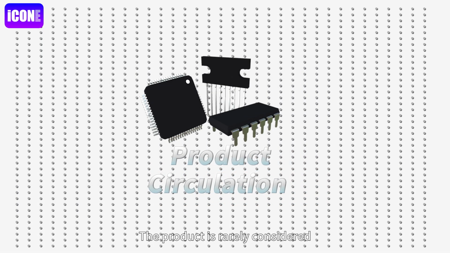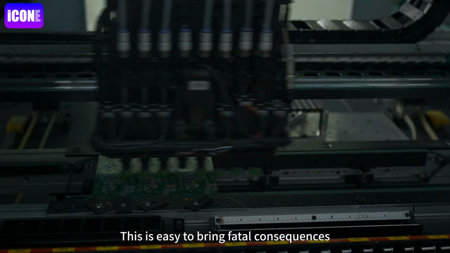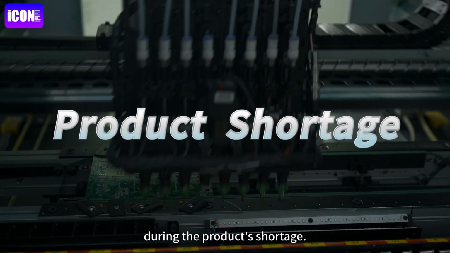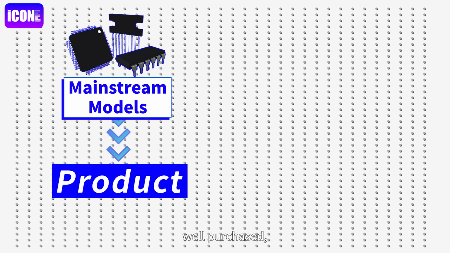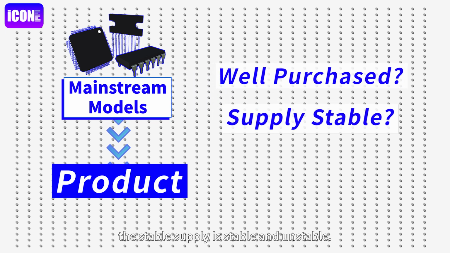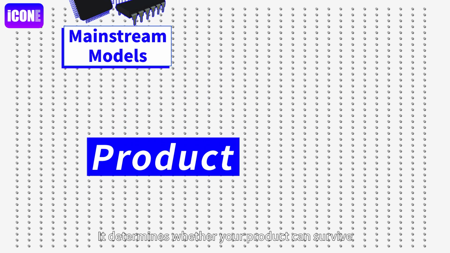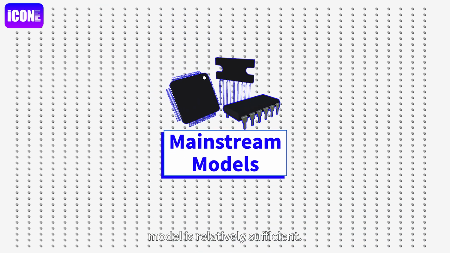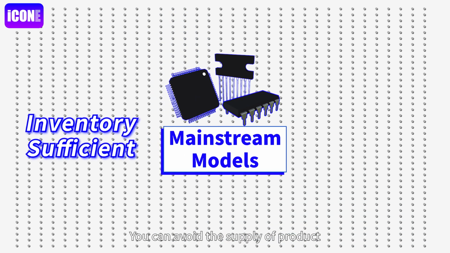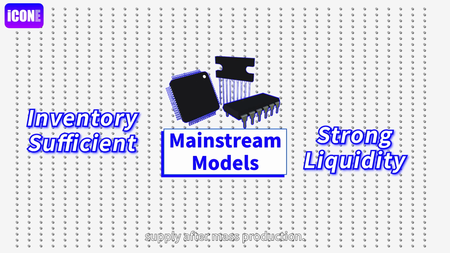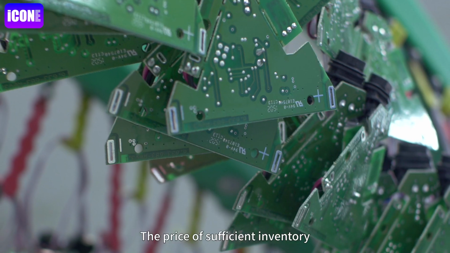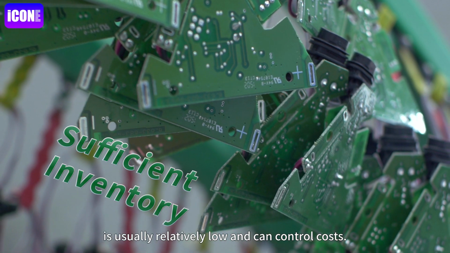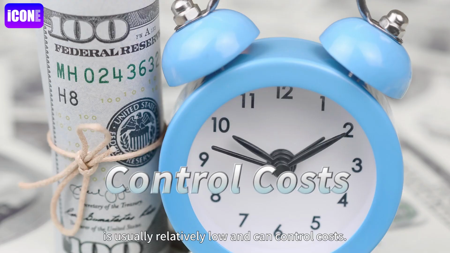The supply of the product is rarely considered when the chip is selected. This is easy to bring fatal consequences during a product shortage. It can be said that when the chip is purchased, whether the supply is stable or unstable determines whether your product can survive. The inventory of the common chip model is relatively sufficient. You can avoid supply problems after mass production. The price of sufficient inventory is usually relatively low and can control costs.